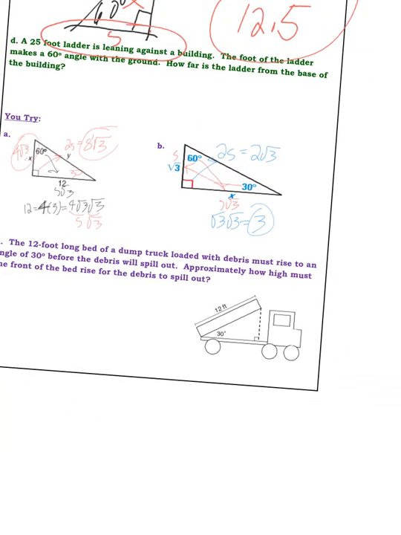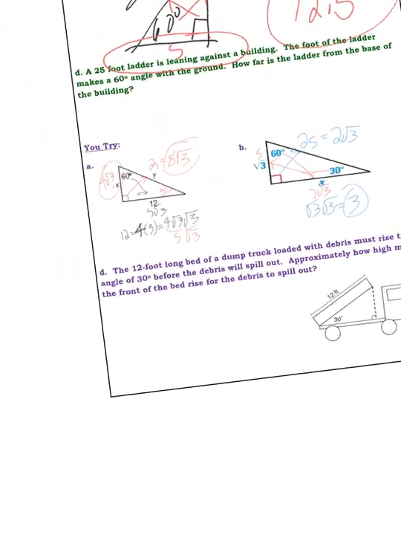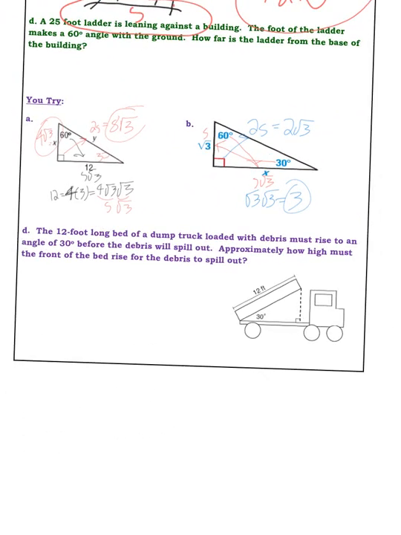A 12-foot long bed of a dump truck loaded with debris must rise to an angle of 30 degrees before the debris will spill out. Approximately how high must the front of the bed rise for the debris to spill out? I'm just looking for this side. And notice it's across from 30 degrees. And notice this is across from 90 degrees. So this is the 2s side, and I'm looking for the s side. So s is half of 12. S equals, not 12, 6.